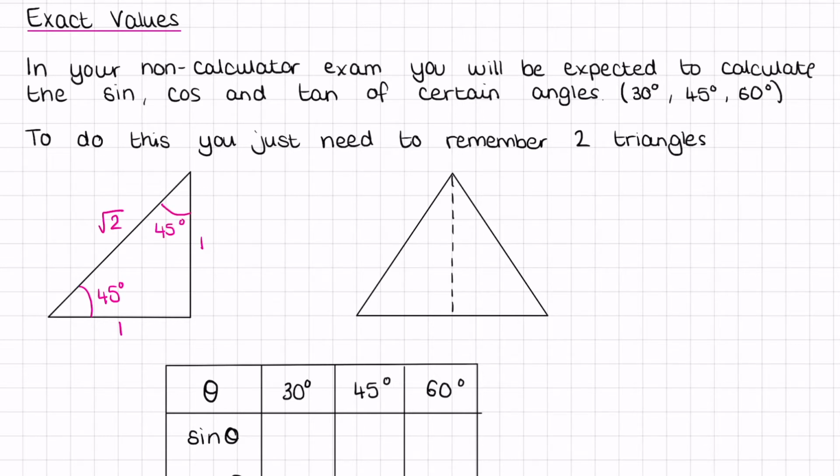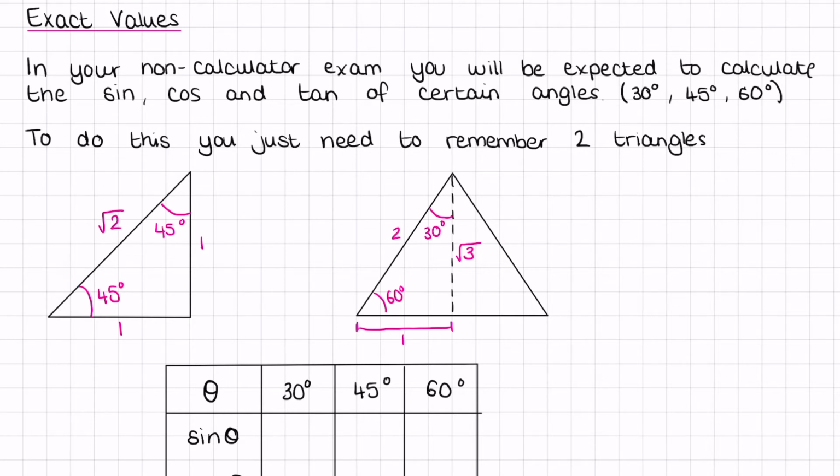The next one is an equilateral triangle with side lengths of 2. Now in this one, we only actually want to look at half of it, which means that this side length from here to here is 1. And when you do Pythag, it means the height of this triangle is root 3. And because it is equilateral, it means that this angle is 60 degrees and this angle would be 30 degrees.